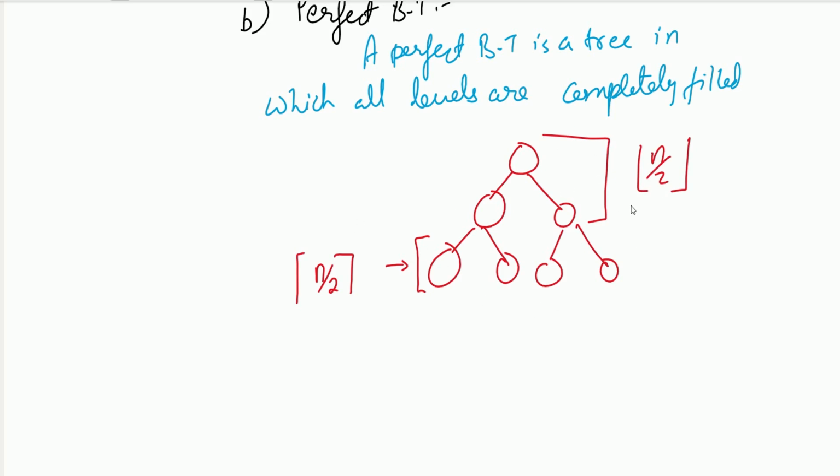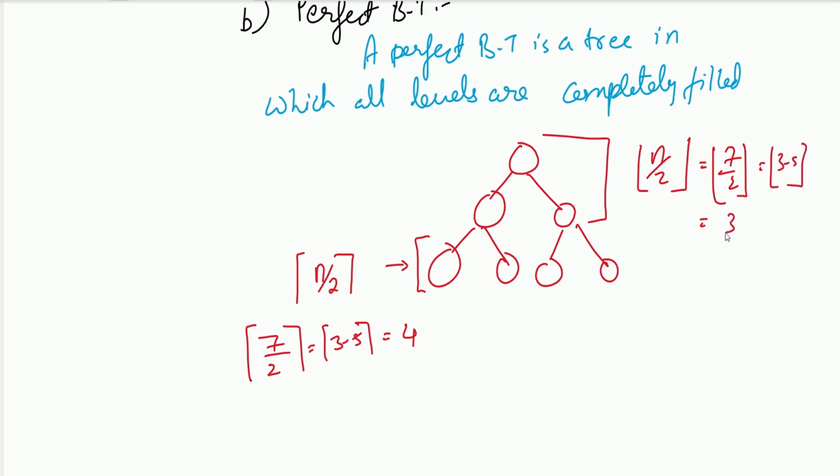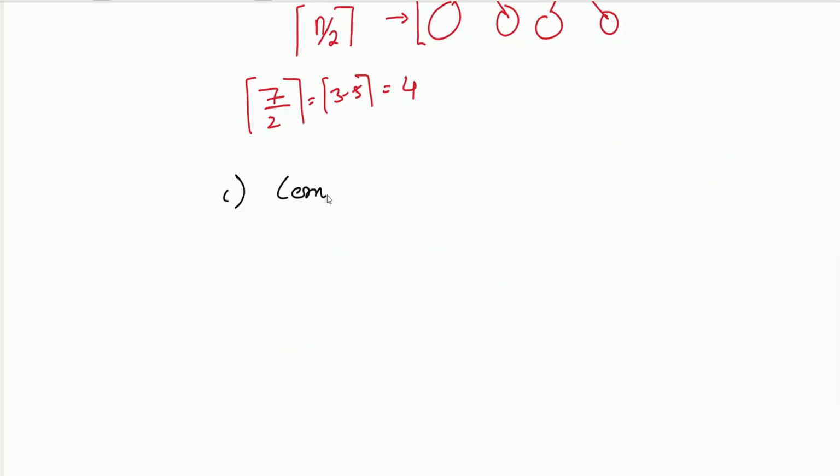For example, there are a total of 7 nodes here. So if we do 7 by 2 and take the ceil, 3.5 ceil will be 4. 4 nodes are present as leaf nodes, and 7 by 2 floor, 3.5 floor, is equal to 3, and 3 nodes are present as internal nodes. Next we have complete binary tree.